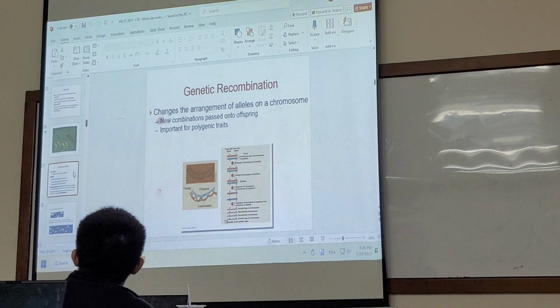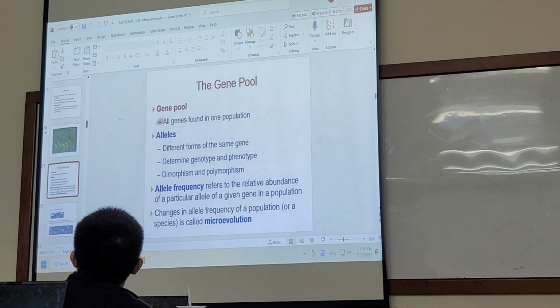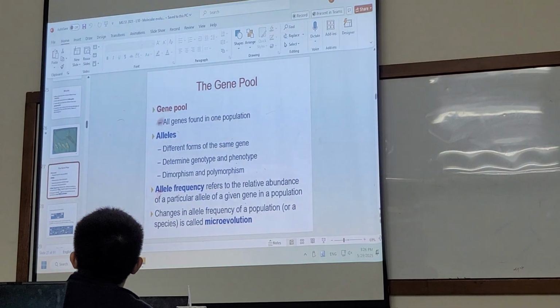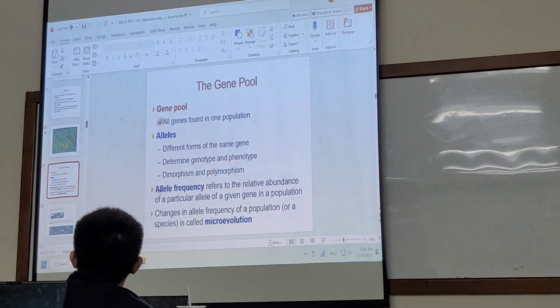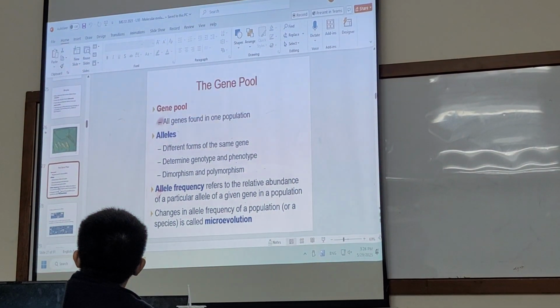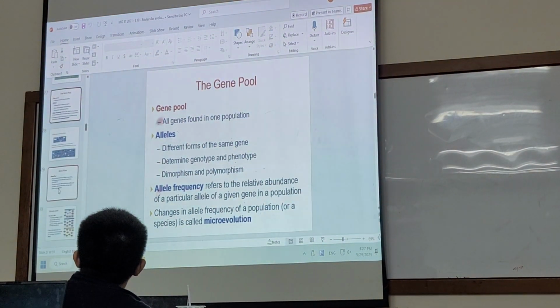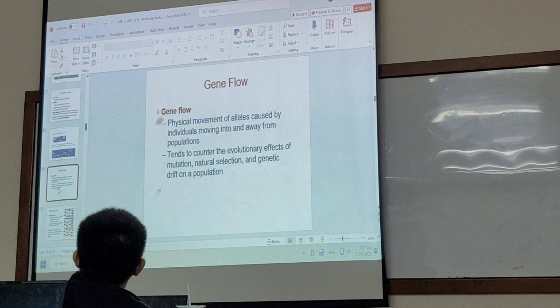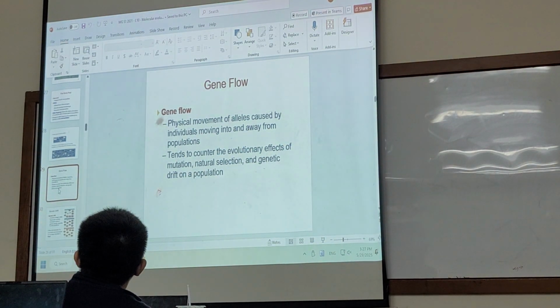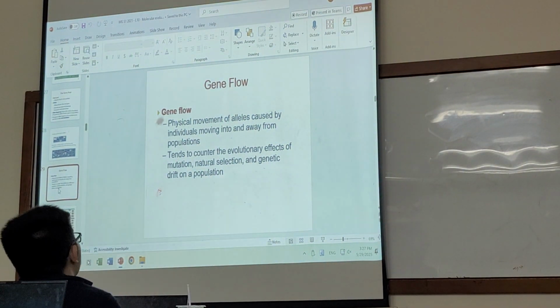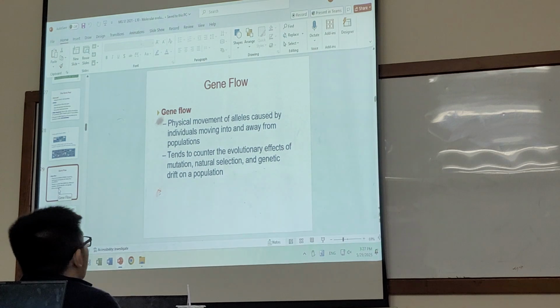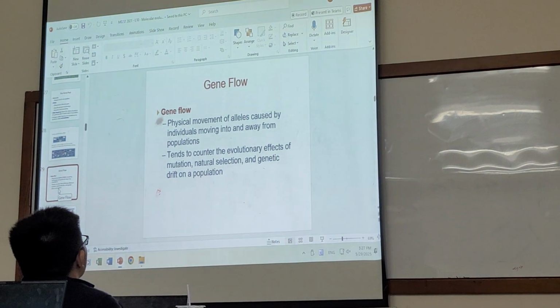And then you have the definition of gene pool: all genes found in one population, again population, not individuals. And then you have the term gene flow, the physical movement of animals. When individuals move into or move away from a population, that is gene flow.